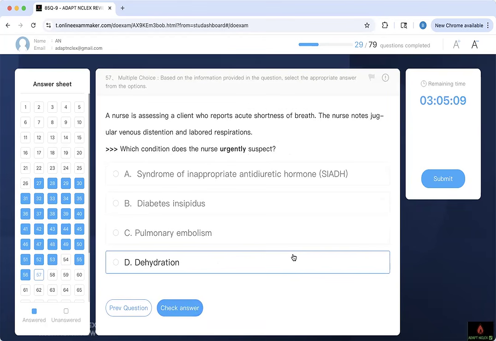Which condition does the nurse urgently suspect? Which one do I suspect? The nurse is assessing a client who reports shortness of breath. That means too much fluid. The nurse notes jugular vein distension and labored respiration. I'm trying to keep fluid, have shortness of breath, and JVD. What do you think?